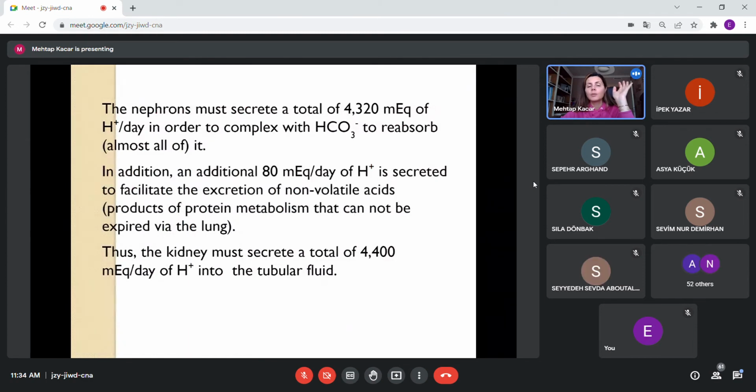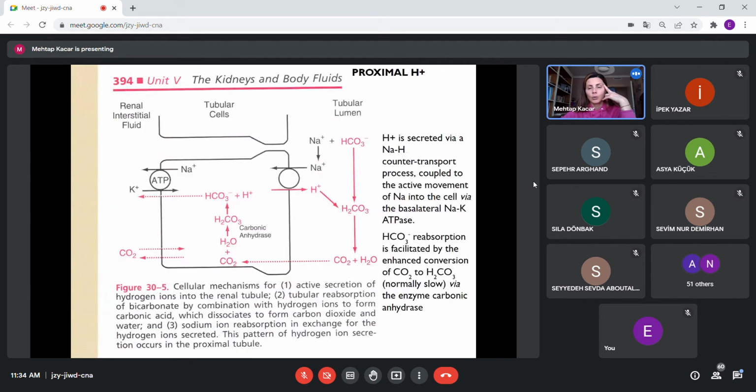Okay. The nephrons must secrete a total of 4,320 milliequivalents of hydrogen ion per day in order to complex with bicarbonate to reabsorb it. In addition to this reabsorption, an additional 80 milliequivalents per day of hydrogen ion is secreted to facilitate the excretion of non-volatile acids. So the kidneys must secrete a total of 4,400 milliequivalents per day of hydrogen ion into tubular fluid.